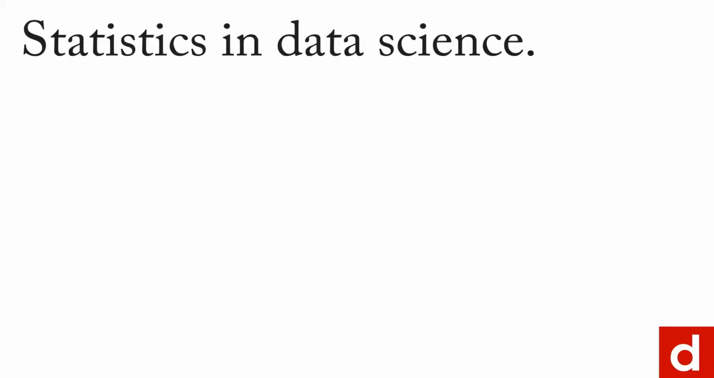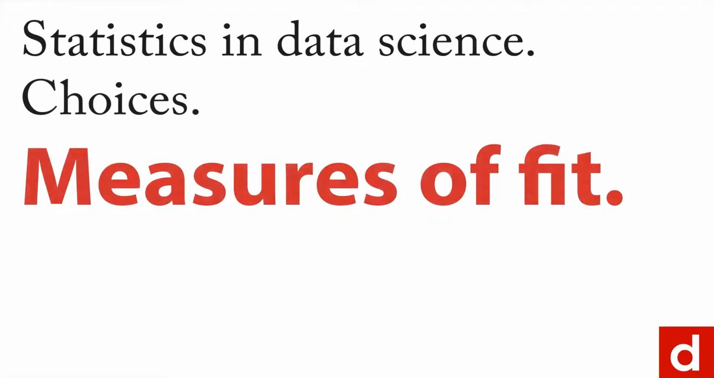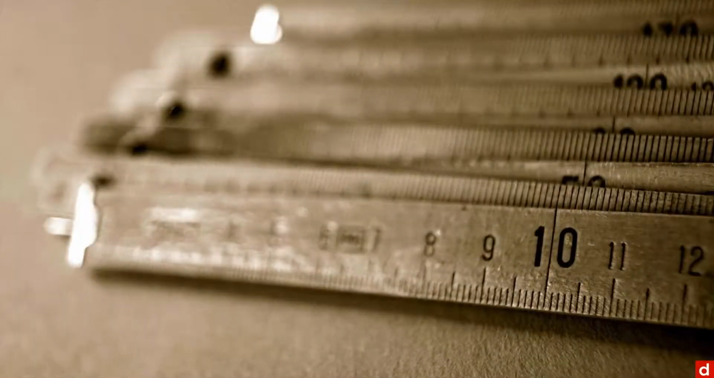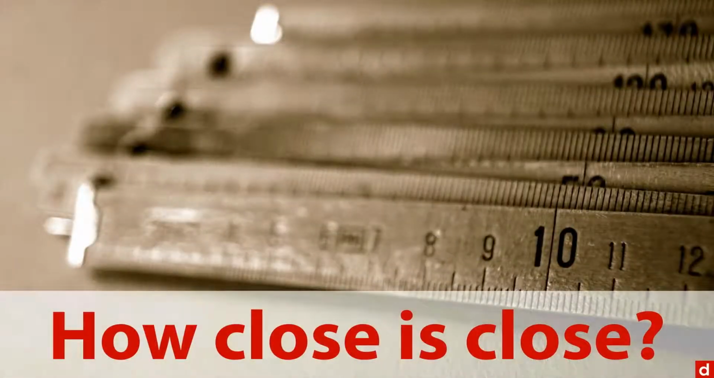The next step we want to consider in our statistics and data science, and the choices that we have to make, has to do with measures of fit, or the correspondence between the data that you have and the model that you create. Now, it turns out there's a lot of different ways to measure this, and one big question is how close is close enough? Or how can you see the difference between the model and reality?